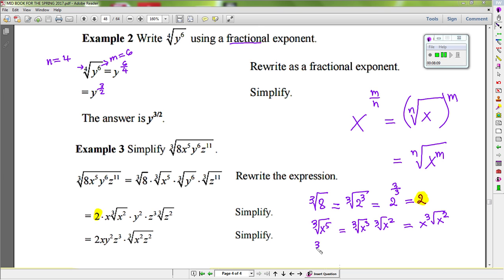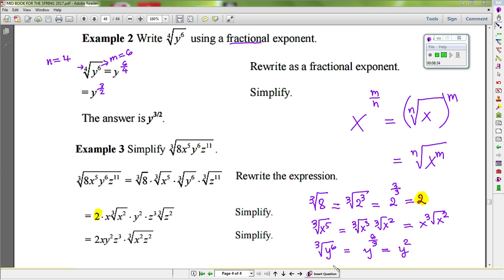We do the same thing for the next one. So we have cube root of y to the power 6. Now you can see right here that 6 and 3 will divide out without a remainder. So I'm going to write them as a fraction exponent right away. It will be 6 over 3. Simplify, and that will give me 2. So you have y squared.